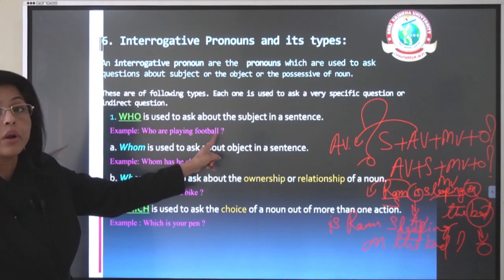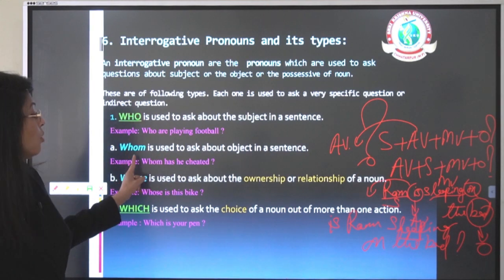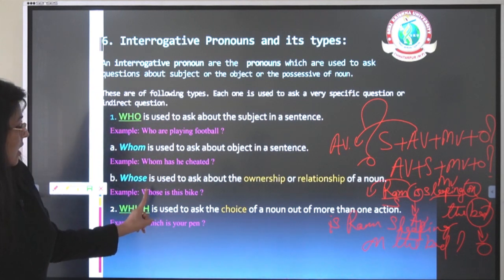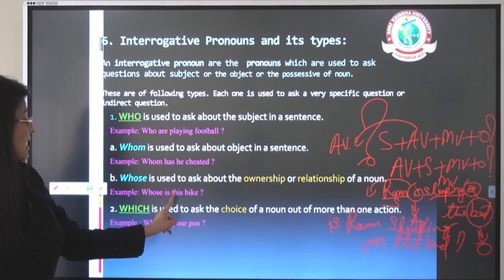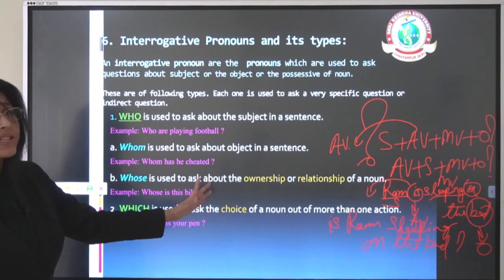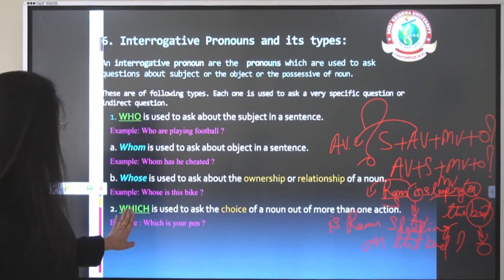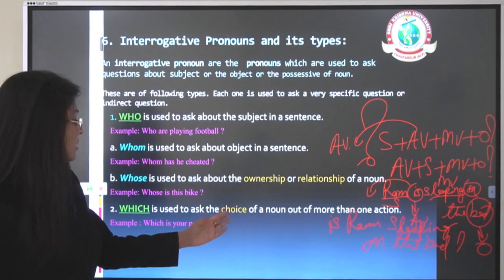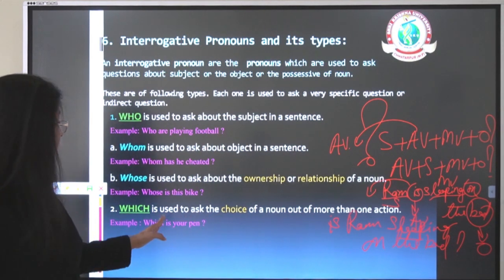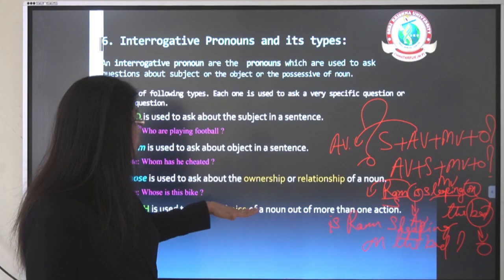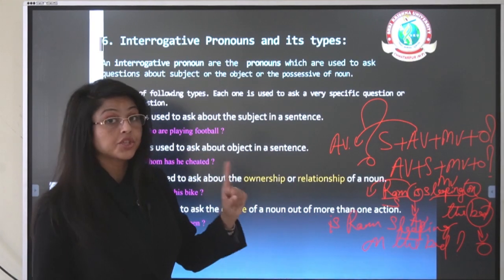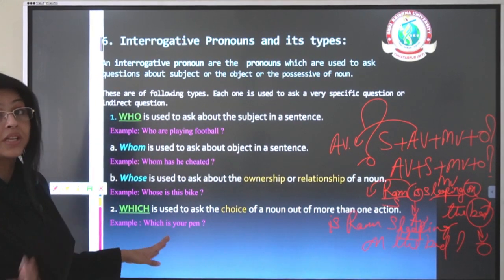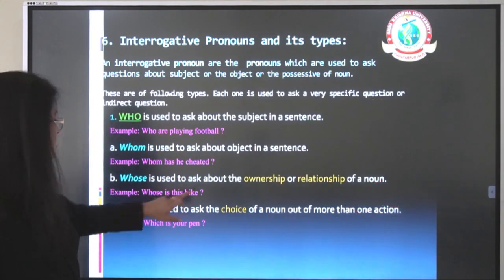Who is playing football? Who means person. Whom, you are talking about the object. Who has cheated? Now, whose bike is this? Whose is this bike, or whose bike is this? Both are correct. Then which is generally used for non-living things, not for a person, and is used to ask the choice of the noun. Which is your pen? There must be multiple pens, you have to choose one, which one is yours. So this is basically used for the choice of the noun.